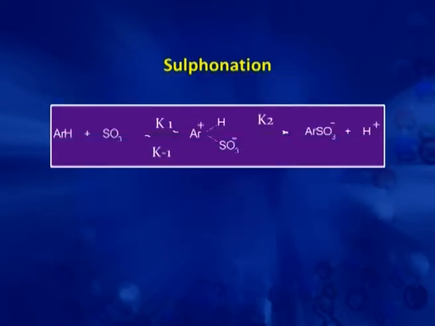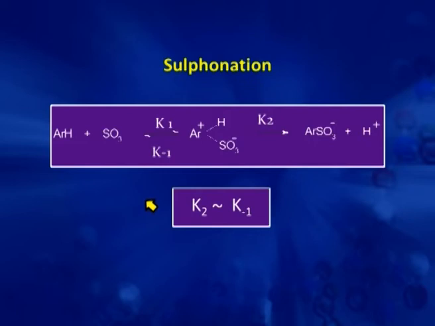So, this is clear here. There is a formation of this intermediate carbocation. Now, here both the forward reaction and backward reaction rates are almost the same. If we take dilute sulfuric acid, we get back our benzene ring. If we take concentrated sulfuric acid, then we get the product, our benzene sulfonic acid.